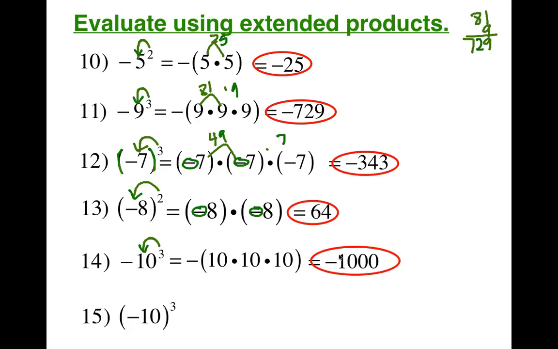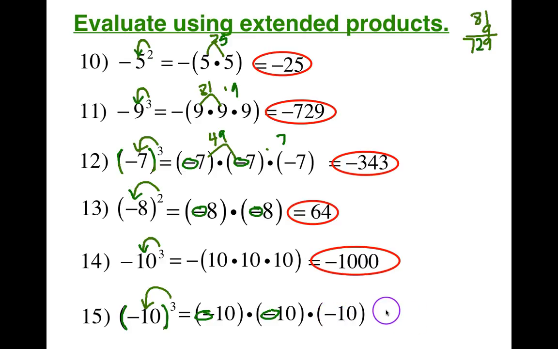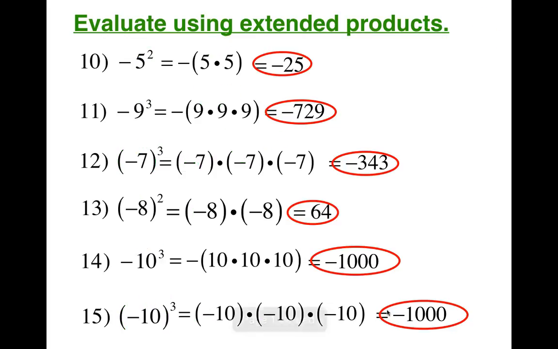Last but not least, let's go ahead and try this one. What is being cubed? It is a negative 10. Why? Because these parentheses tell me it's a negative 10. So I'm going to write negative 10 three times. You're going to pair them up here. This doesn't have a pair, so a positive times a negative is going to leave you with negative 1,000.